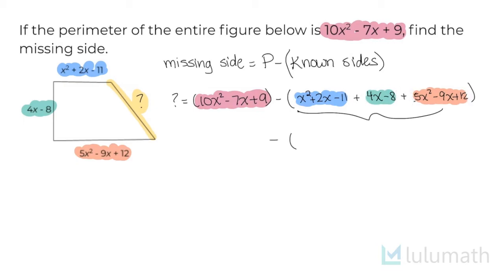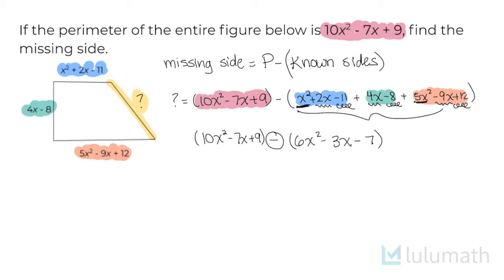So when I collect my like terms, I see I have an x squared and a 5x squared, and together that gives me 6x squared. I also see that I have a positive 2x, a positive 4x, which is 6x, and a negative 9x, which gives me negative 3x. And then lastly, I have a negative 11, a negative 8, which is negative 19, plus 12 gives me negative 7. And then I will copy down the perimeter.